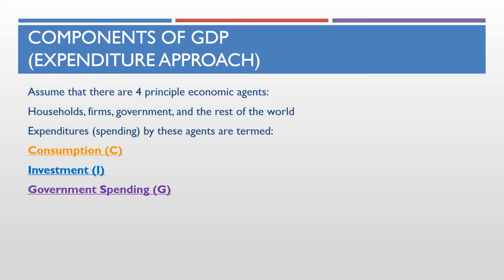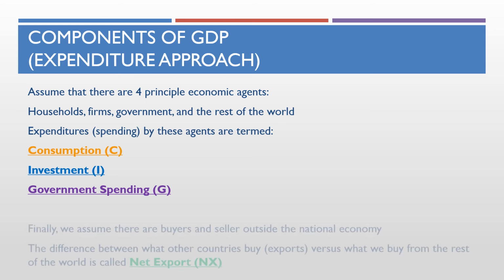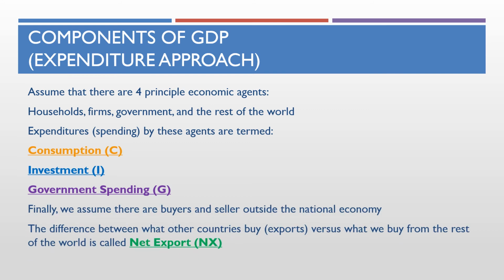And number 3, government spending. That's the money that the government spends to purchase goods and services in order to provide public services to our society. And the last one is net export. Net export is basically the net of export to import.